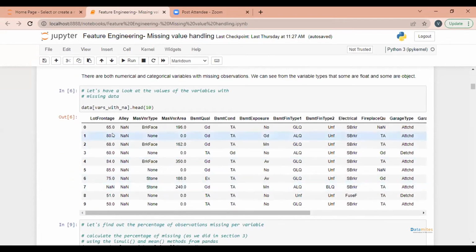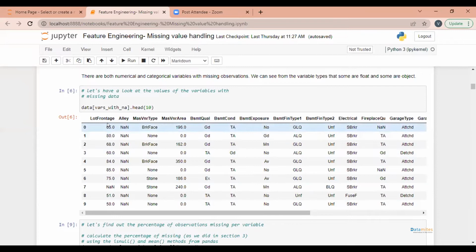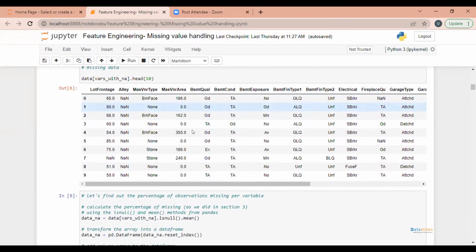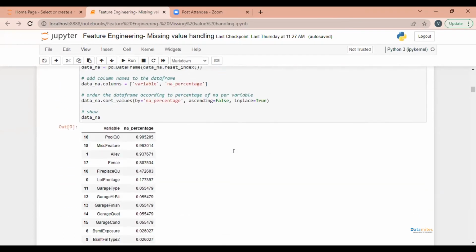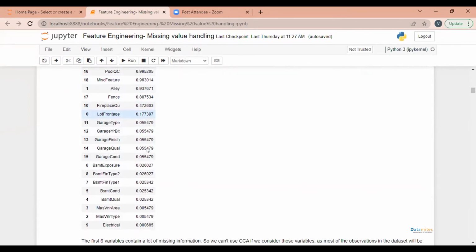And we have created a different data frame itself, where we have kept only the features having missing values separately. And this is how the data frame looks. Now what we want to do next is check the percentage of missing values that each feature has. So this is the code that we have used, and we have come across the variables. These are the variables and the percentage of missing values that they possess. So that is over here.